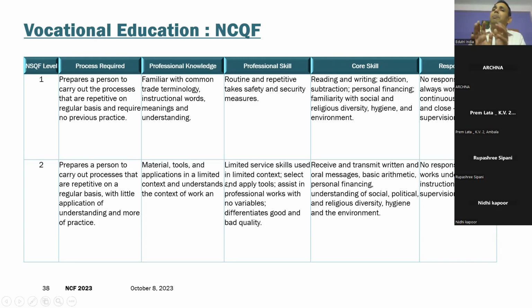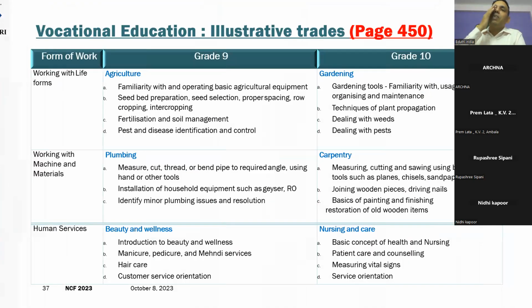Material, tools, applications, basic, limited service skills like that, with no responsibility, he will be working under someone. So basic things, suppose an electrician, if you have run a course, he should know how to tighten a screw, he should know a little about the circuit, what a switch is, how to fit a bulb, that is basic, very basic things, you have to guide the child. So they have written this thing. They have given a very good example on page number 450.